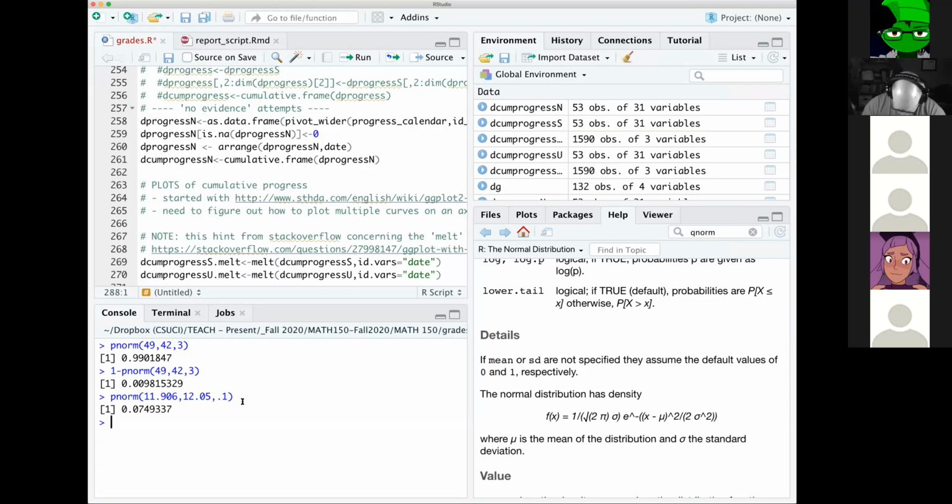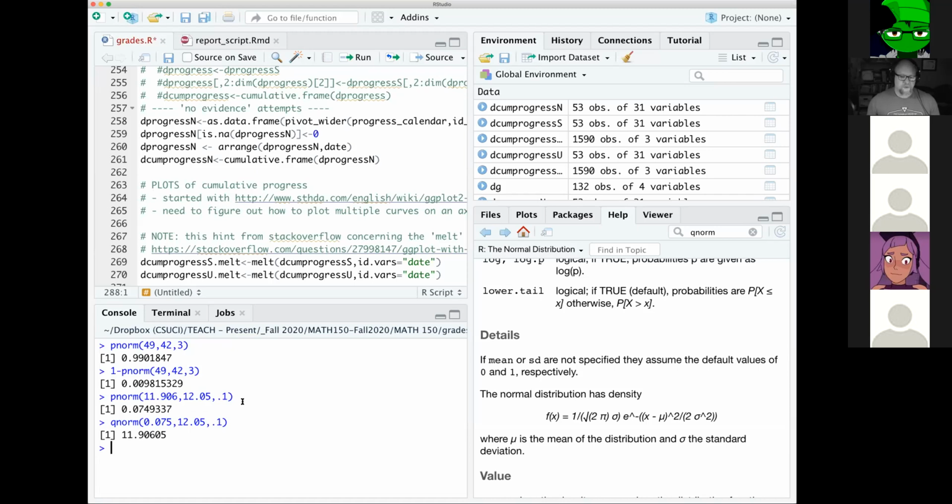So here's my RStudio. I'm going to type in qnorm. I want the probability 0.075 from a normal distribution that has mean 12.05 and a standard deviation of 0.1. So if I did this correctly, I should get back the number about 11.906. It'll be a little bit different because 11.906 was a number we arrived at when we introduced a little error from the Z table. But let's see what we get. Here we go. Sweet. Okay. So that's how it works.